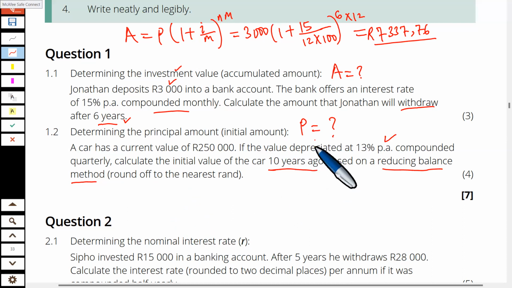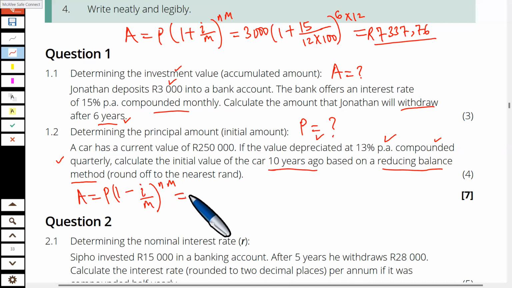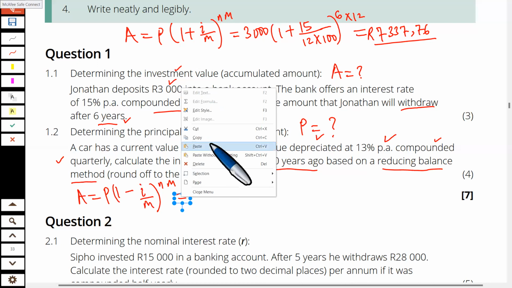Because we're speaking about a car that's depreciating, we use the formula with the minus, you agree? It's compounded quarterly, so we use the formula with the minus, but we use 1 over M raised to the power nM. So, all right, we substitute everything. Can you do this and tell me what the principal is going to be? I'm waiting, and then we're going to do corrections.